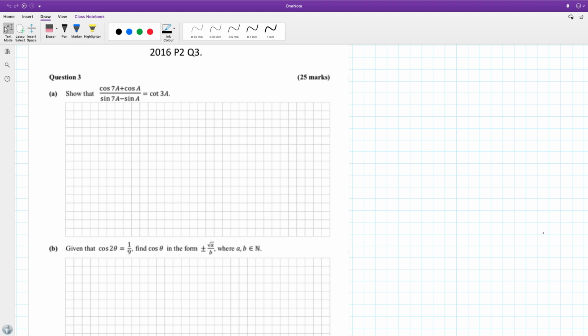If you're wondering what cot is, it tells us what cot is on page 13, I think. Yeah, cot is on page 13.